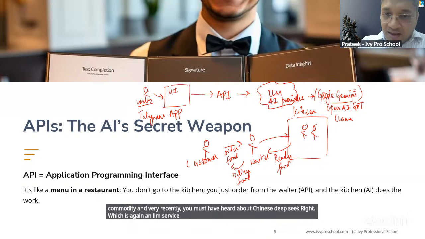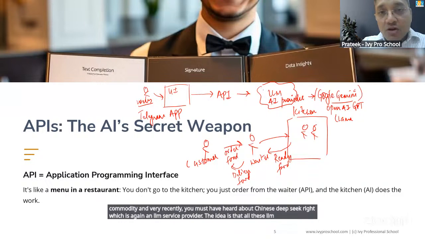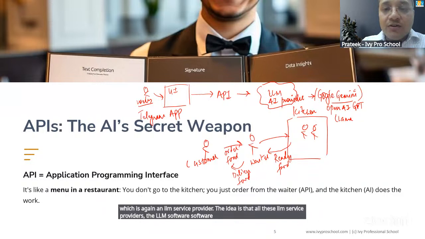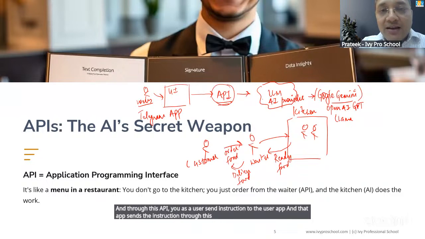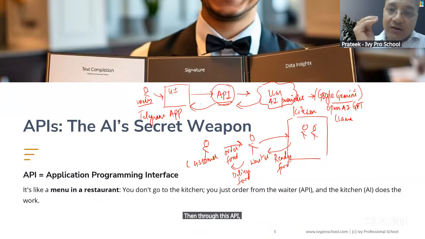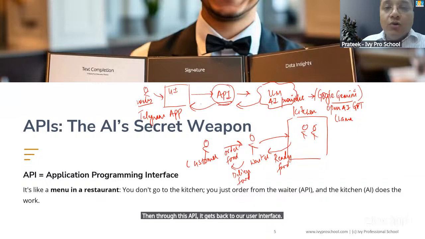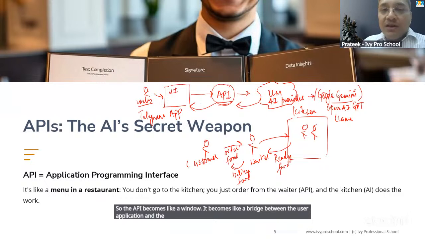The idea is that all these LLM service providers, AI as a service providing companies, give you access to their service through API, right? Through this API, you as a user send an instruction to the user app, and that app sends the instruction through this API to the LLM, and when the LLM gives a response, it comes back through this API to our user interface. So the API becomes like a window, a bridge between the user application and the LLM service providing software. So that is your API.